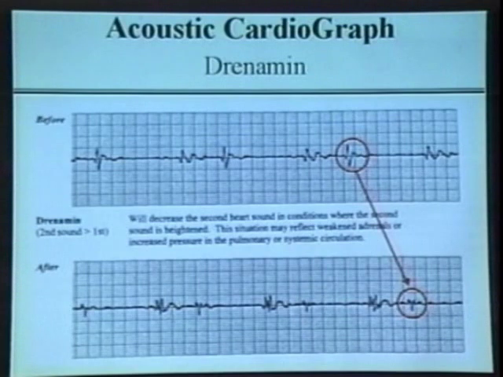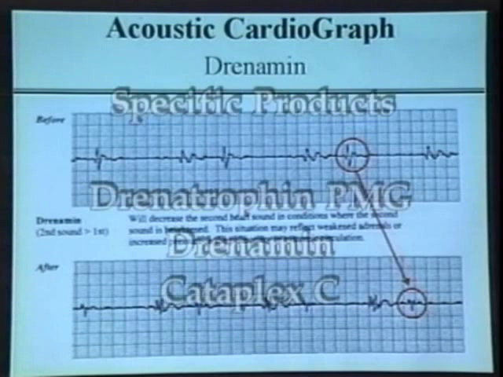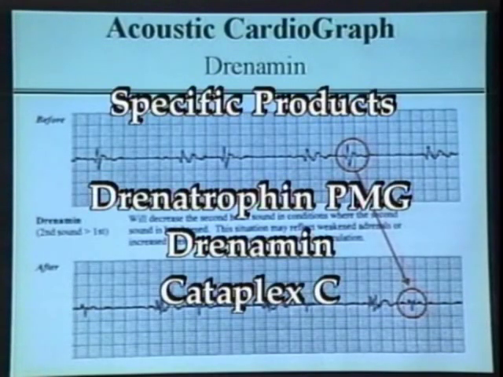To restore a normal sound pattern, the adrenals must be provided with nutritional support. Standard processed products such as Drenatrophin PMG or Drenamin specifically provide this support. Secondarily, Cataplex C increases vascular integrity and enhances adrenal function. In general, patterns with low blood pressure require Drenatrophin PMG, while those with high blood pressure require Drenamin. This is because Drenamin contains Cataplex G, which, as previously mentioned, may act to lower blood pressure.